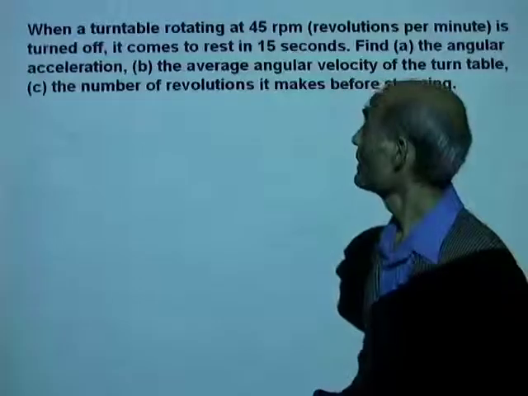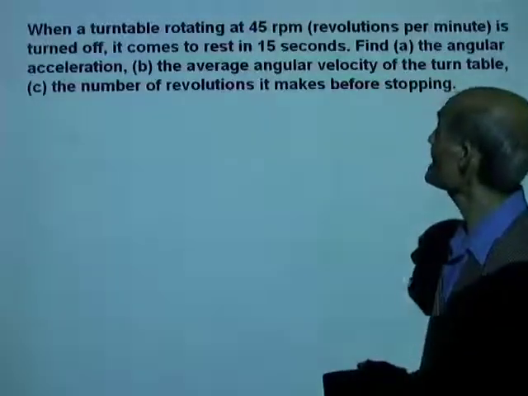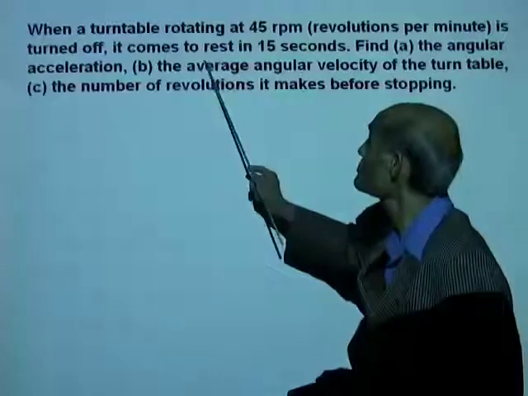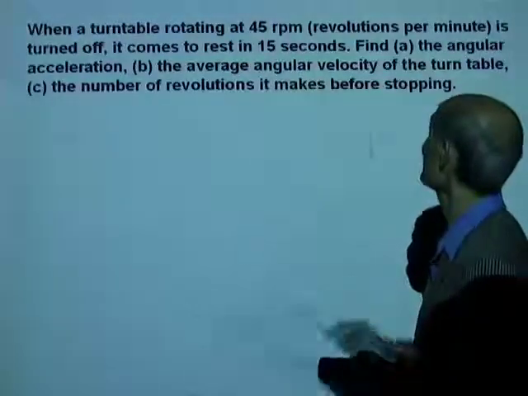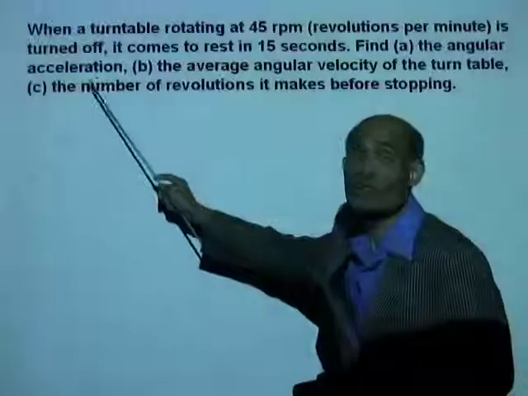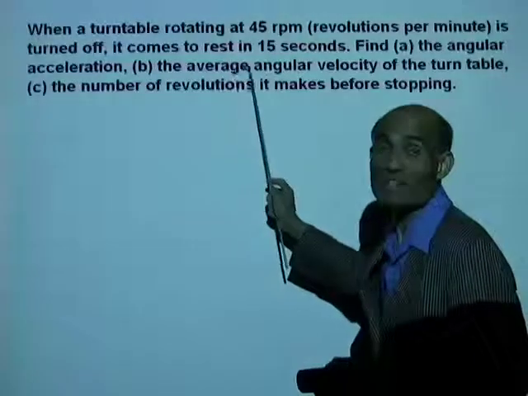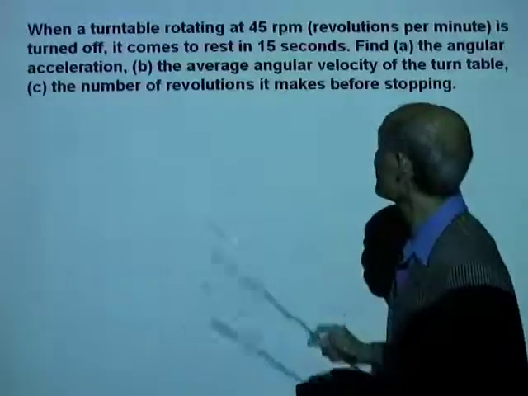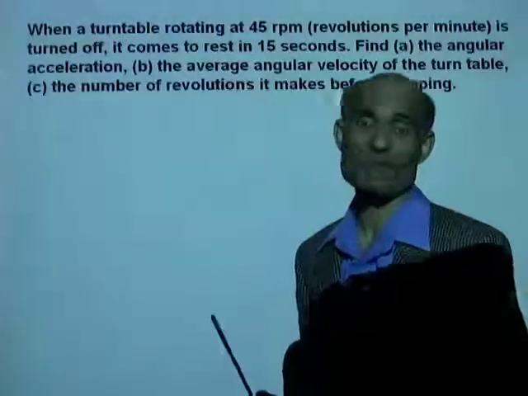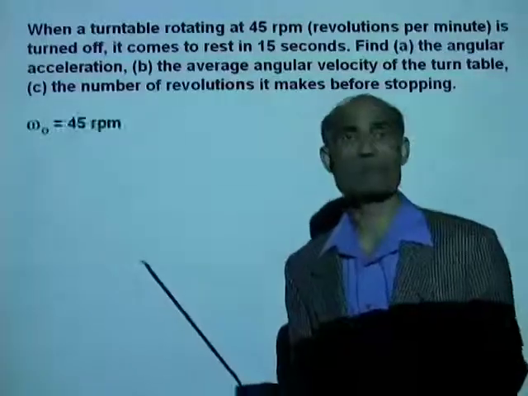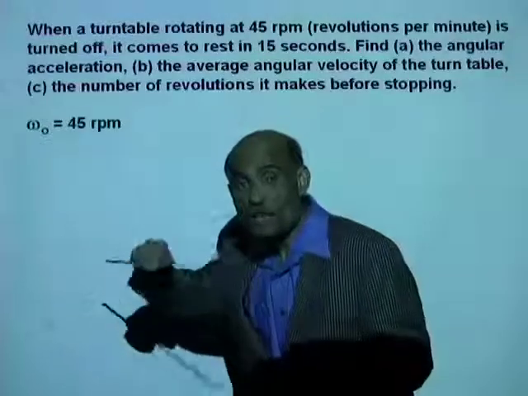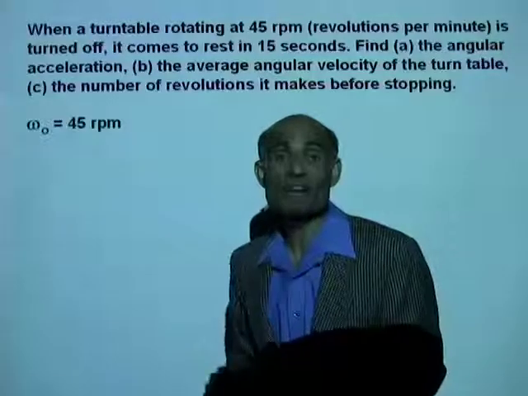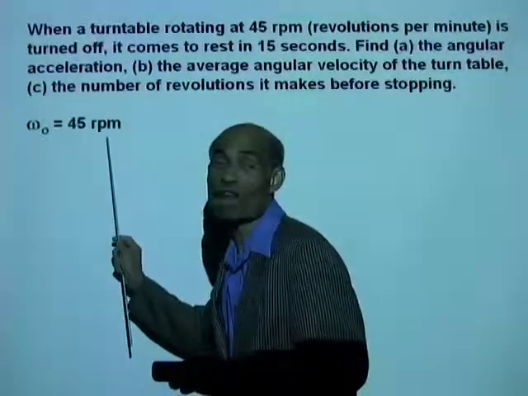Okay, another one. When a turntable rotating at 45 RPM is turned off, it comes to rest in 15 seconds. Find the angular acceleration, the average angular velocity of the turntable, and the number of revolutions it makes before stopping. A similar kind of problem. What do we have? A turntable is rotating at 45 RPM. That is, the initial angular velocity is 45 RPM.